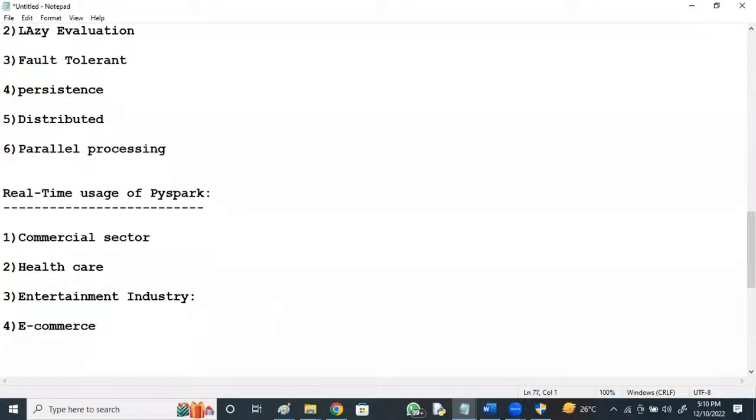Apart from this, even in the tourism industry, Spark is used to provide advice to millions of travelers by comparing hundreds of tourism websites. So these are the major things.